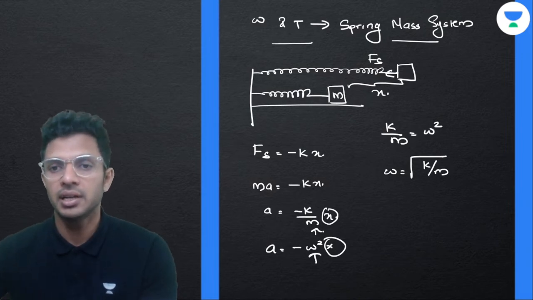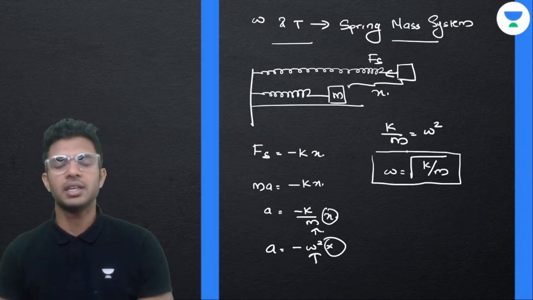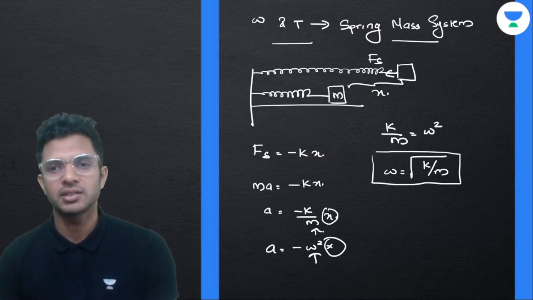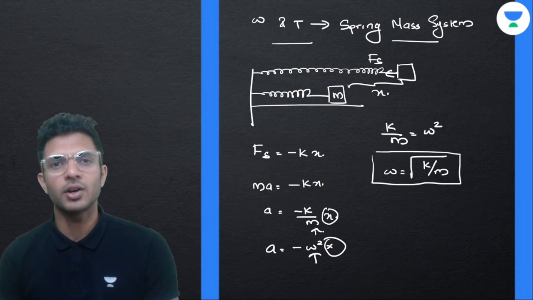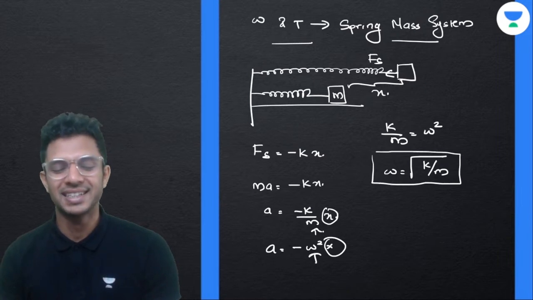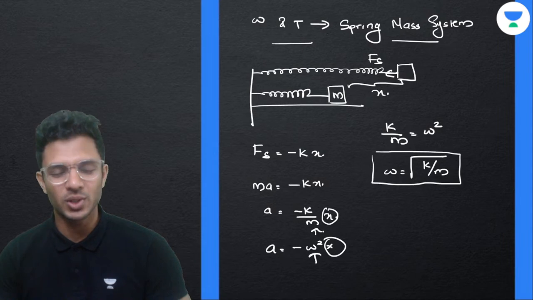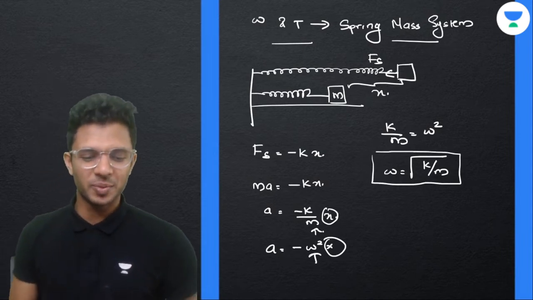Very important, put it in a box. Do you know why we keep a box around all the important formulas? Because actually we are caging all those formulas so that they won't run away. I don't know how good that joke was. I know it was a bad joke also, but still.